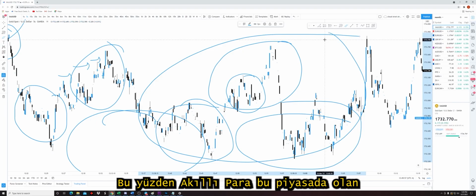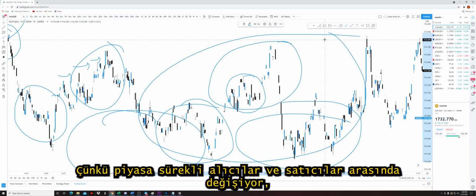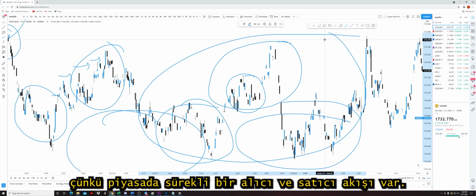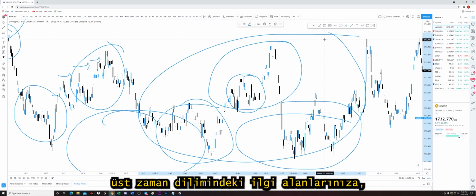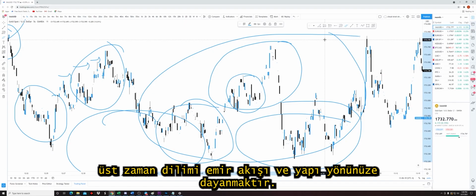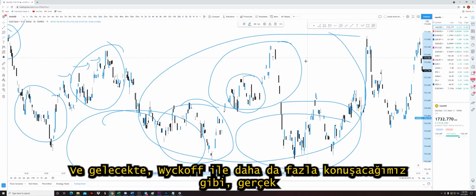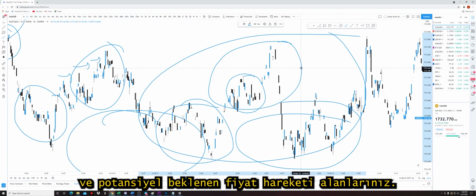This is why smart money gets so confused about everything that goes on in this market. Because the market is consistently shifting between buys and sells. Because constantly there is an influx of buys and sells in the market. And the only way that you can tell exactly which way it might want to go is based on your higher time frame areas of interest, your higher time frame order flow and structure bias, and in the future, as we'll talk about even more with Wyckoff, your actual areas of expected mitigation and potential expected price action, right?